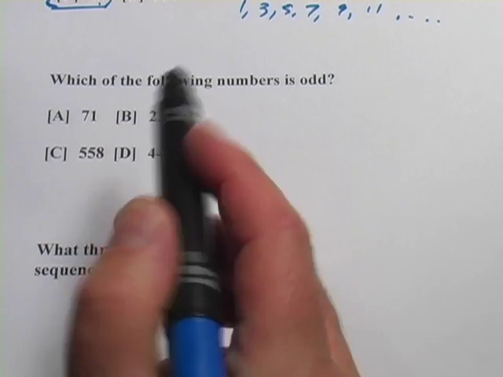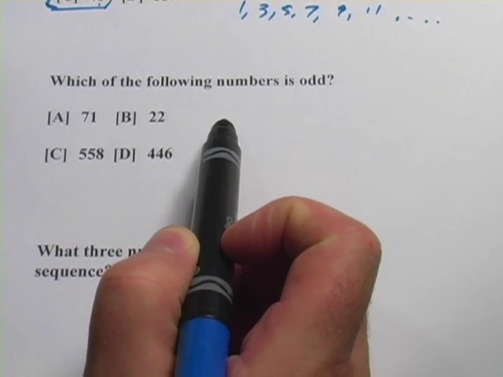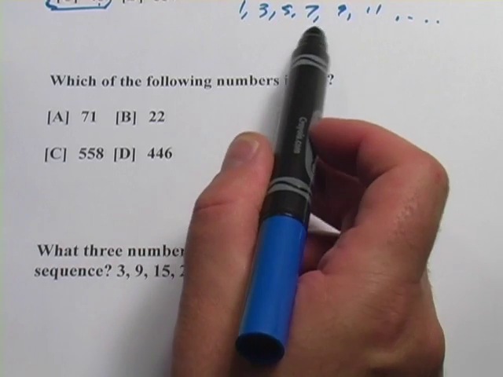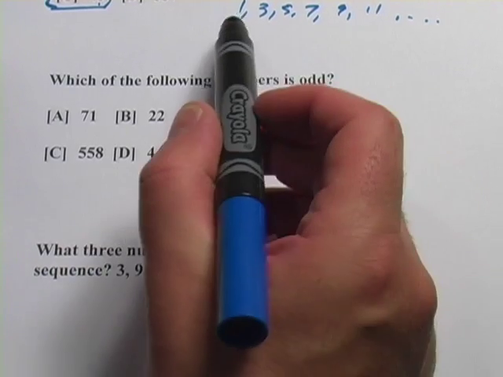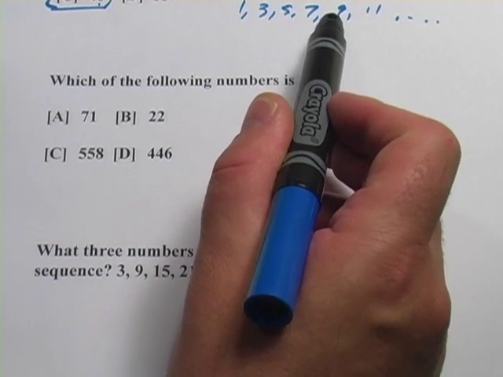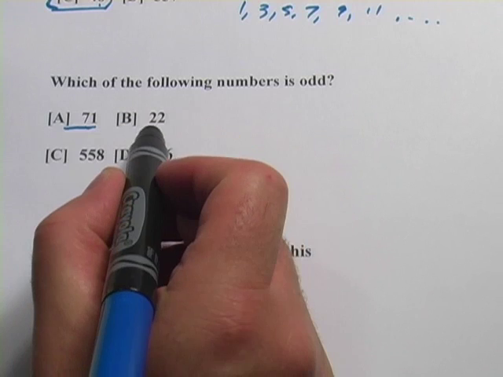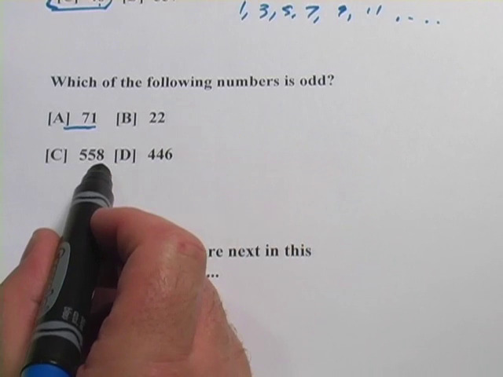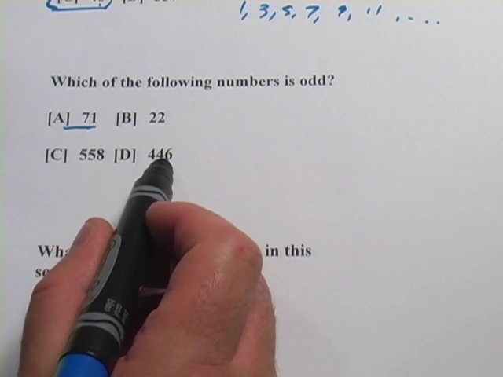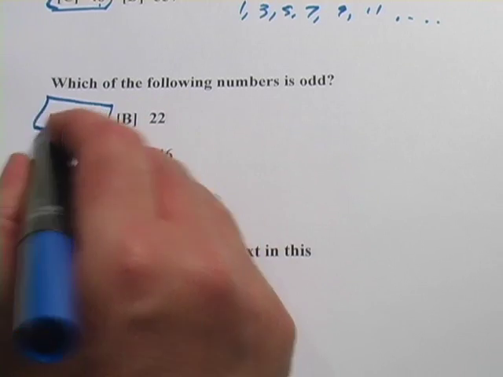Here's another question. This one says, which of the following numbers is odd? And those are the 1, 3, 5, 7, 9, 11, and so forth on up there. So we're going to look for a number that ends with one of these. And we've got 71. Well, that looks promising. Let's check the other ones. 22, no, that's even. 558, even. 446, even. So this is our odd number.